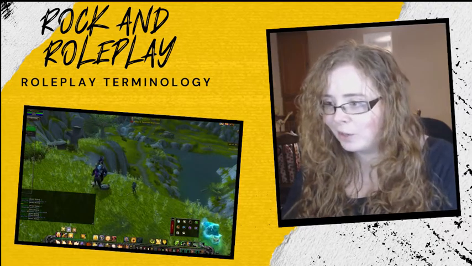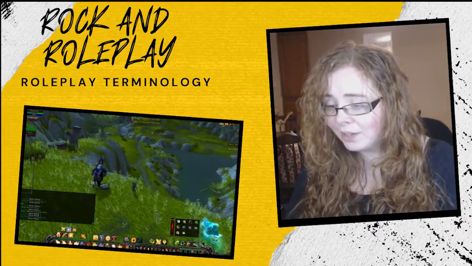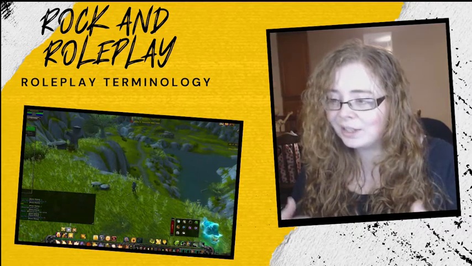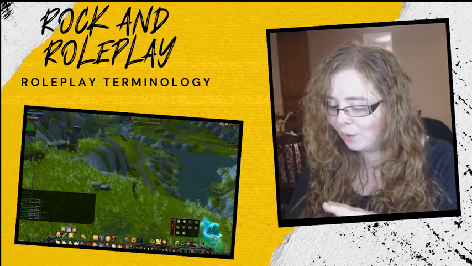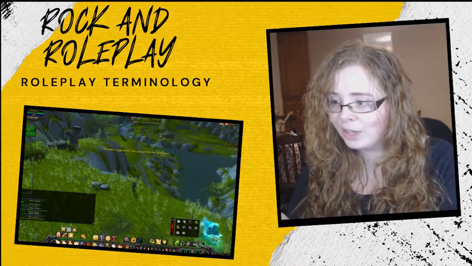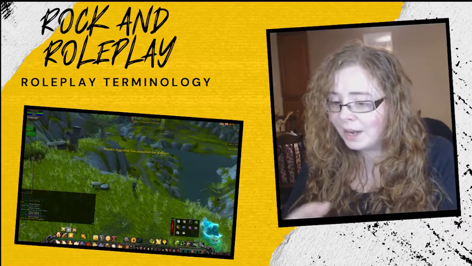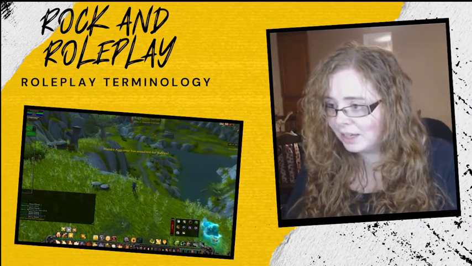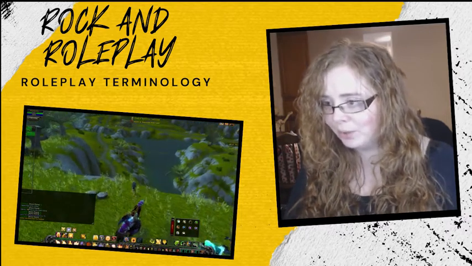A very, very important one is canon and lore. The lore, if you don't already know, maybe you do, but I thought I'd throw it in here just in case, is the story of the game. It's all the books, all the other resources, all the in-game quest lines and dialogue and all those things that add together to create the story and the universe that the game is. So that is the lore. It's basically the story of the whole game all together.